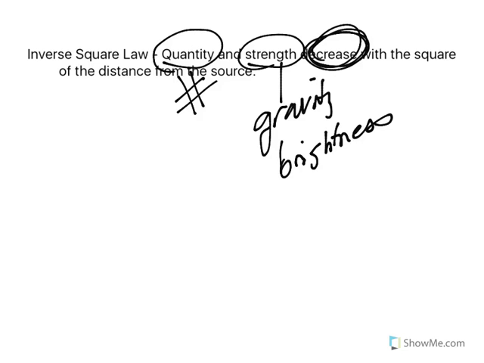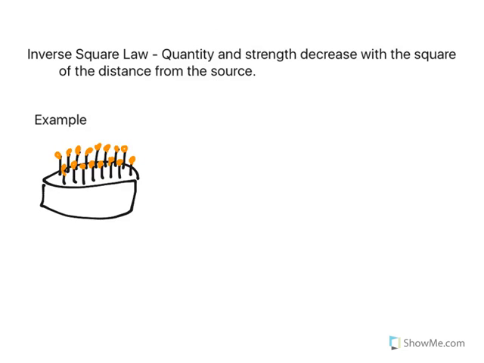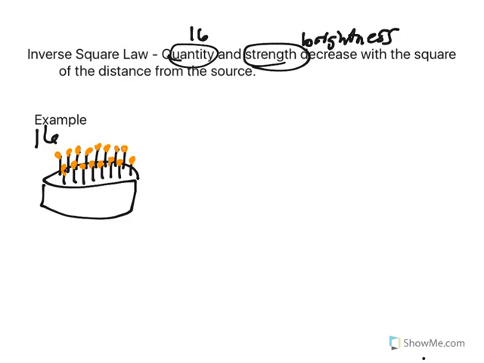Let's do an example. Let's say we have a cake, and on this cake we have 16 candles. So the quantity is 16. And the strength, the property we're going to look at is the brightness. So we want to know, what is the brightness of the cake? Well, the brightness is equal to 16 times the luminosity of one candle.